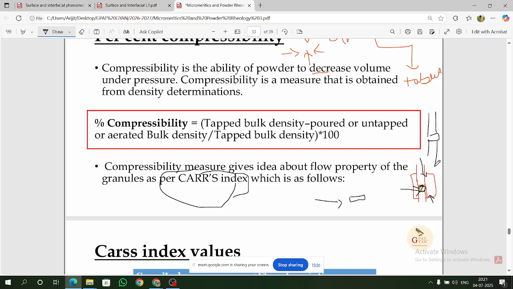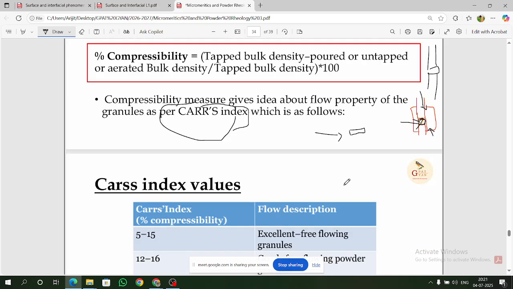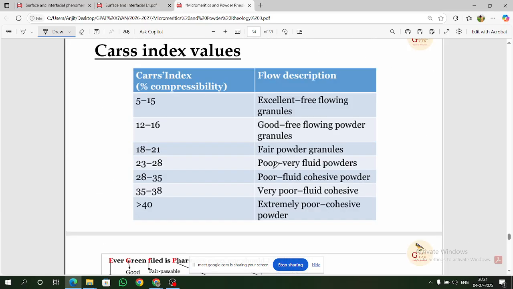So that is the thing, compressibility. And now the Carr's index value is there. Those things you have to remember, because one thing you can normally see is that the lower the Carr's index, the more excellent the flow property will be. Carr's index or percentage compressibility, if it is less, the flow property will be high. So that is the basic thing.